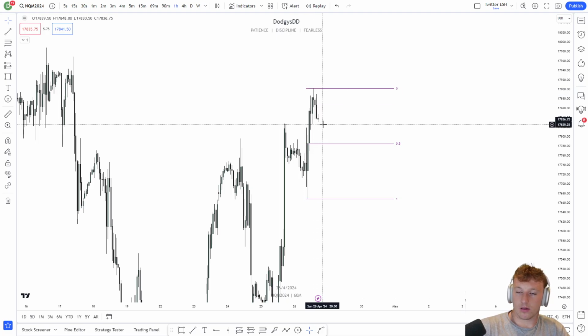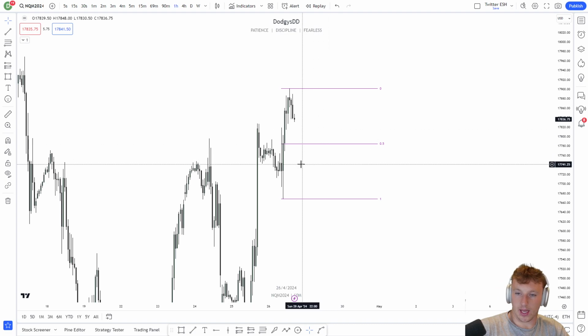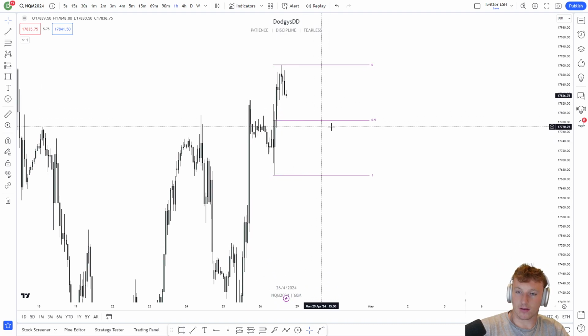We've kind of topped out a little bit, so I would definitely draw this 0.5 now. And right here, I really wouldn't want to look to take buys yet until we tapped that 0.5, and then I'll look for buys.